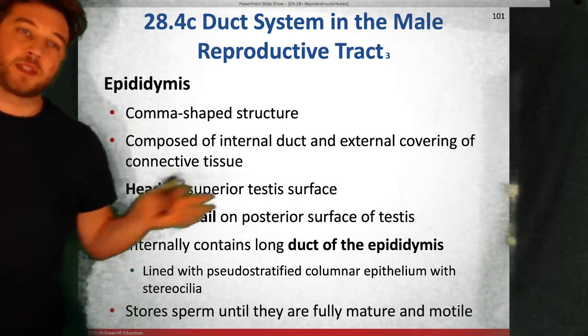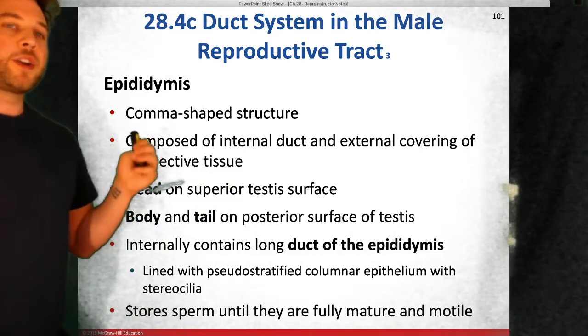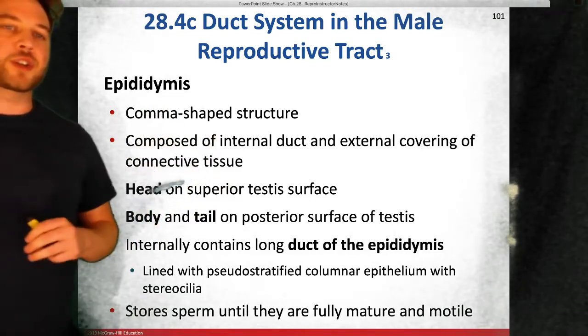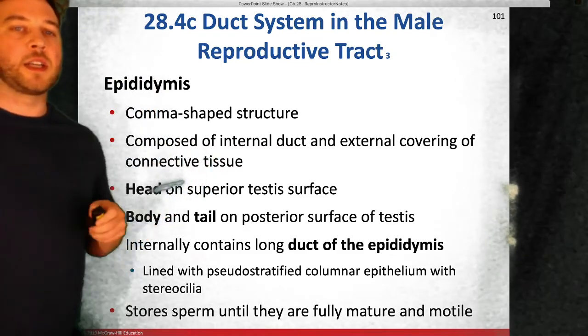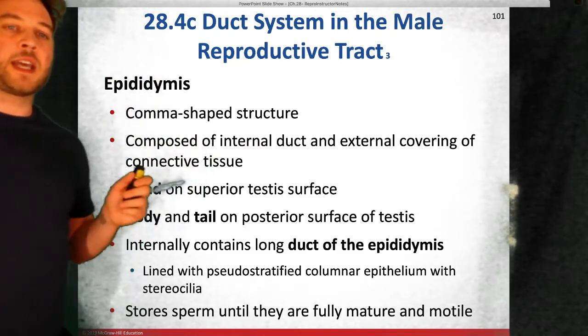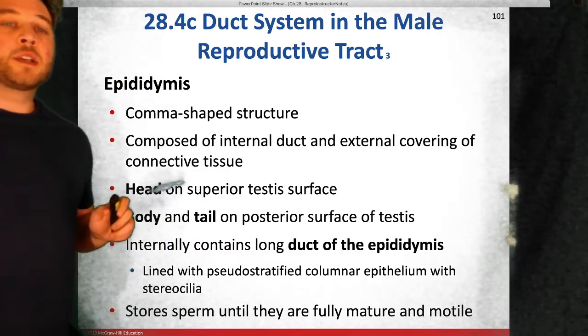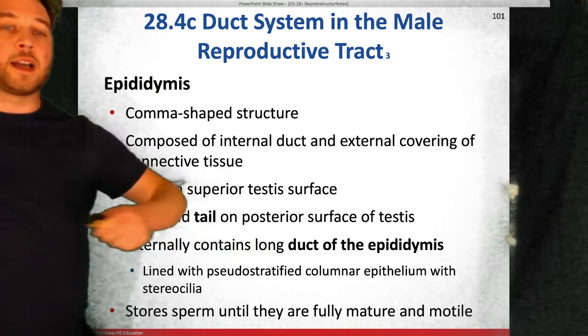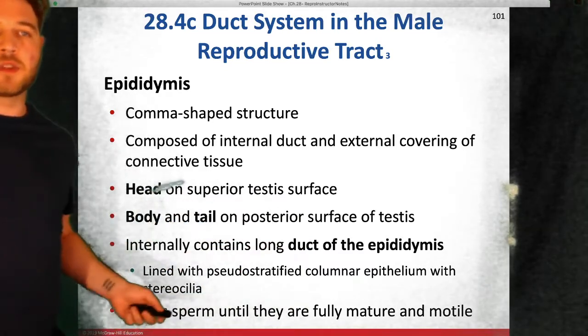Okay, that was a nice little detour into STIs. Now back to the male duct system. Your epididymis is the comma-shaped structure that sits around the testicle. It's composed of internal ducts and external coverings. There is a head, a body, and a tail. It has a long duct on the inside that stores sperm until they're fully mature and motile. That's really the important part you need to know.